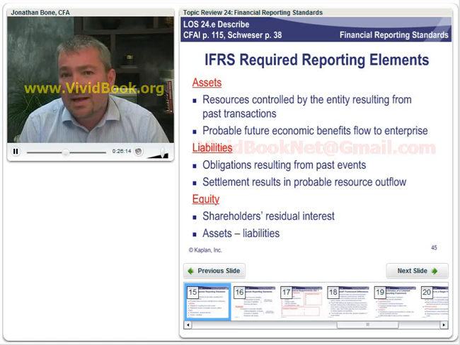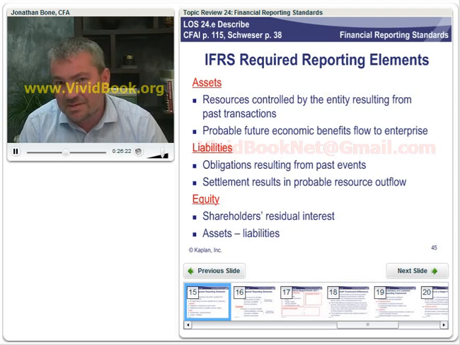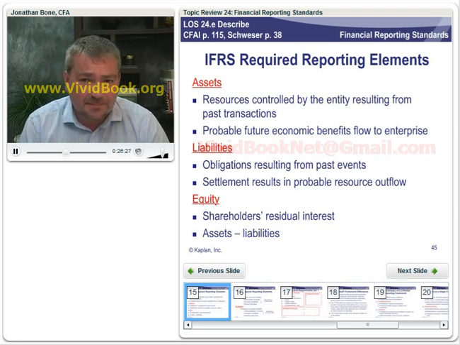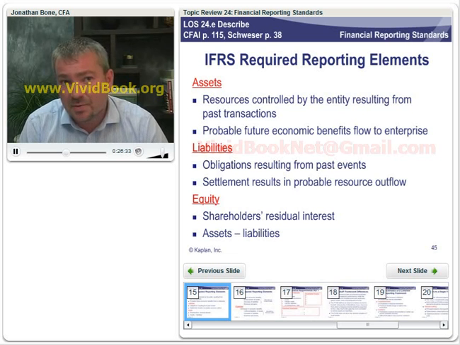Liabilities, obligations resulting from past events. Now, of course, when these are settled, we get probable resource outflows. So an asset, an inflow of resources, a liability, an outflow of resources. Let's imagine that we've issued a bond. Well, the obligation is, of course, when we issue a bond, we're obligating to meet interest and principal payments over time. And of course, what are the flow of economic benefits? The flows of economic benefits are when we meet those coupon payments and those principal payments. Cash, of course, will leave the business.